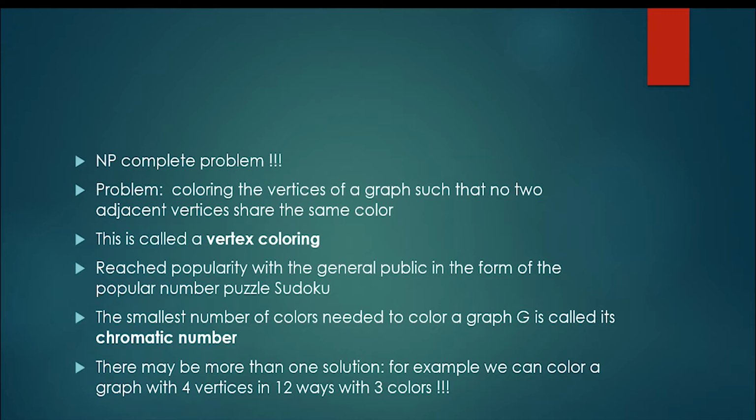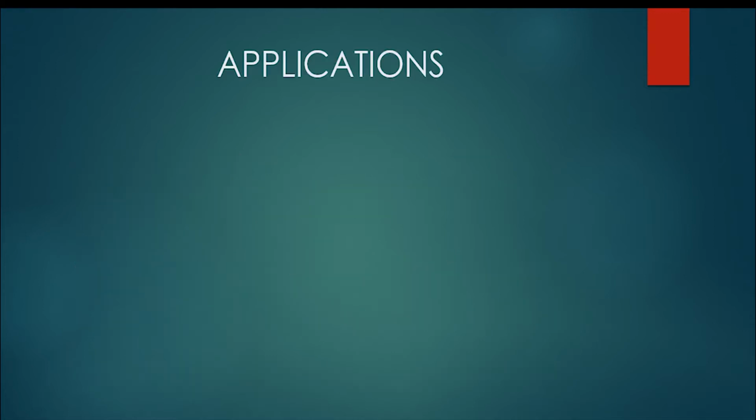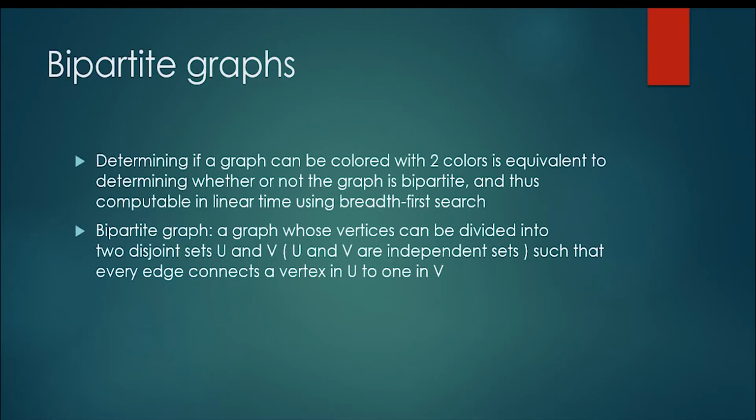And there may be more than one solution, so for example, we can color a graph with 4 vertices in 12 ways with 3 colors. It has several applications, for example, bipartite graphs. Determining if a graph can be colored with 2 colors is equivalent to determining whether or not the graph is bipartite, and thus computable in linear time using breadth-first search.